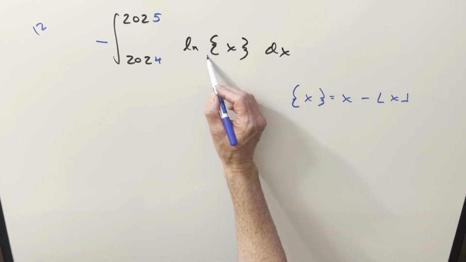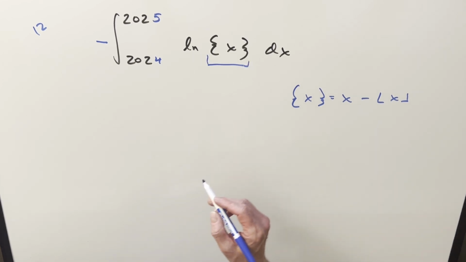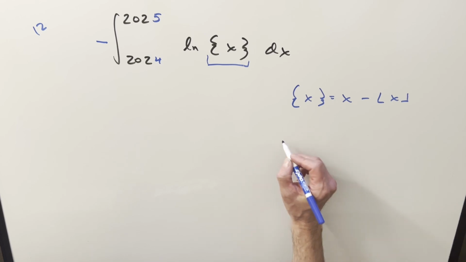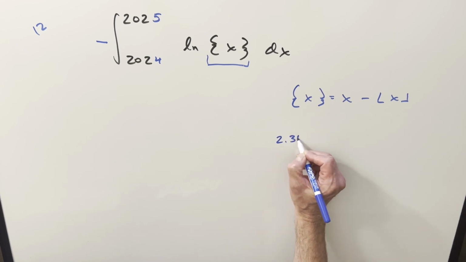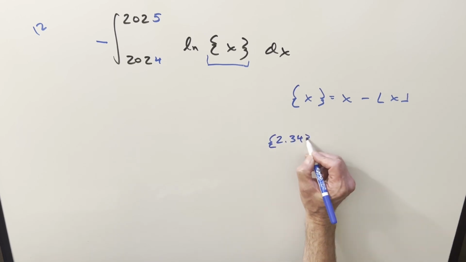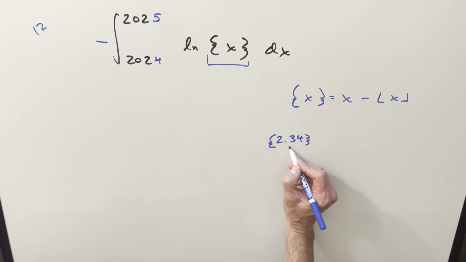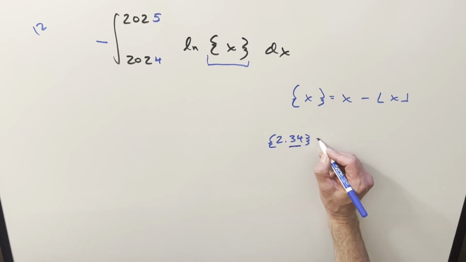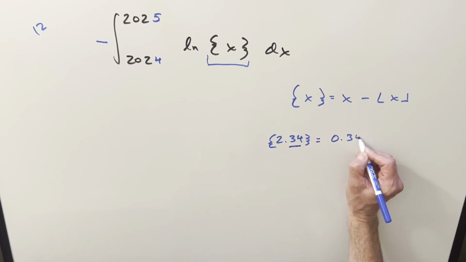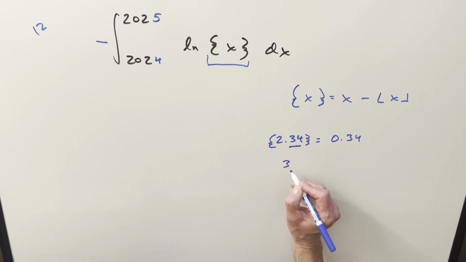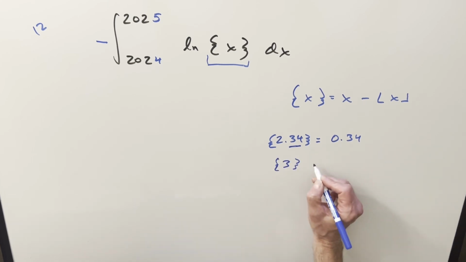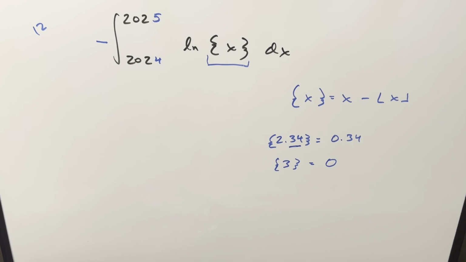Then next, let's deal with this fractional part. If you're not familiar with it, the way it works for the fractional part, if you have something like, let's just say it's 2.34, the fractional part is going to just take the decimal part, and that's going to be 0.34. If it was an integer, something like 3, that's just going to be 0. There is no fraction part.